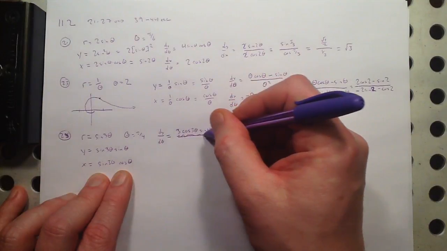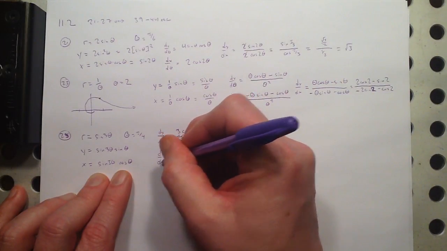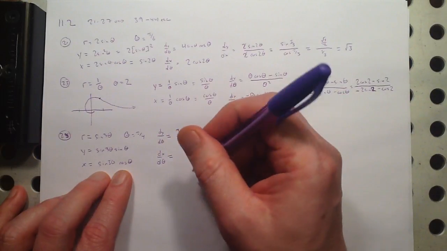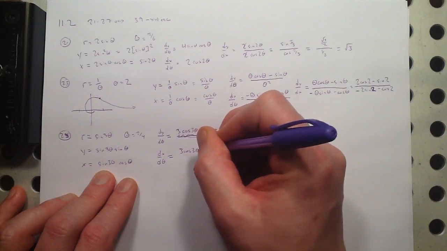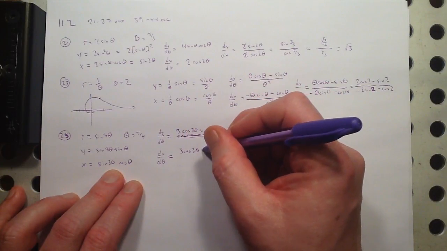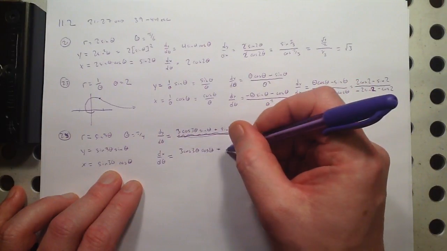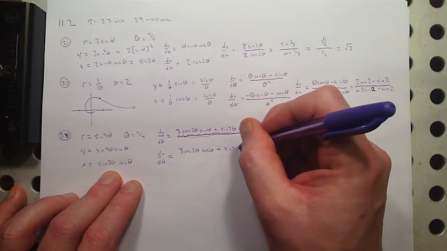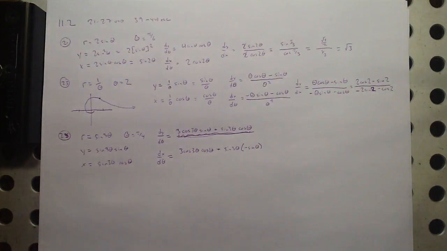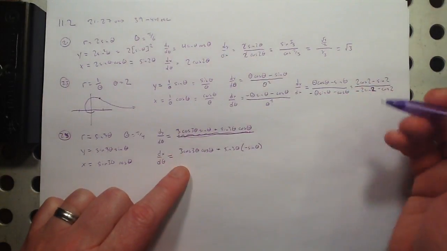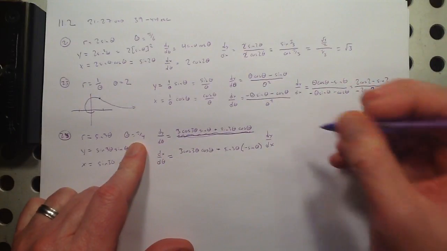Sorry, I'm getting ahead of myself there. That is dy d theta, and dx d theta is equal to the derivative of the first, 3 cosine 3 theta, times the second, plus the first times the derivative of the second. And now I can turn this into a fraction to find dy dx at theta equals pi over 4.